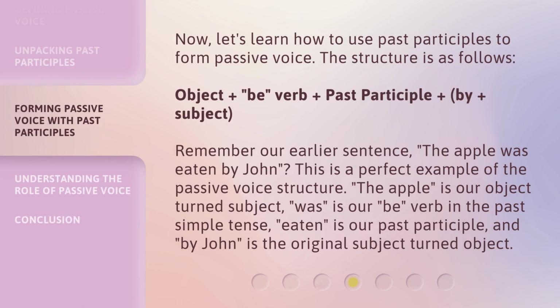Now, let's learn how to use past participles to form passive voice. The structure is as follows: object plus be verb plus past participle plus by plus subject. Remember our earlier sentence, the apple was eaten by John. This is a perfect example of the passive voice structure. The apple is our object turned subject, was is our be verb in the past simple tense, eaten is our past participle, and by John is the original subject turned object.